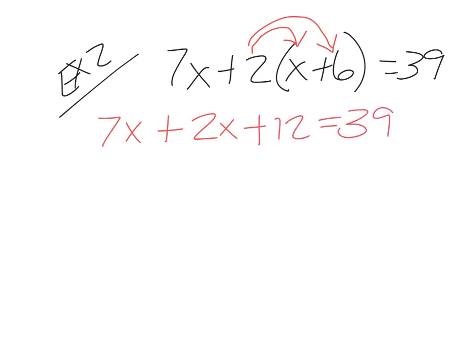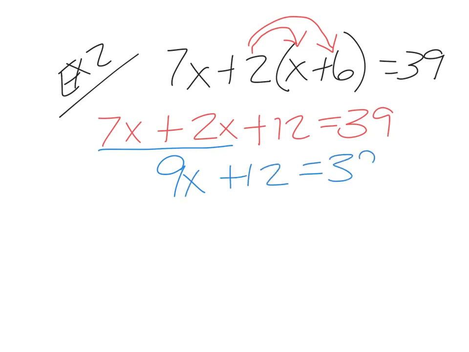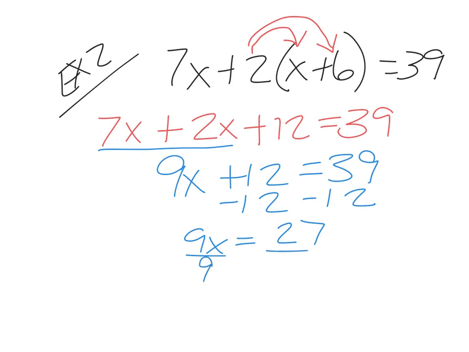Now, do I have any other terms I can combine? Yeah, 7 and 2 is 9x. So 7x plus 2x is 9x. Minus 12. So 9x equals 27. Look at that. Divide by 9. X equals what? Look at you guys. You guys got this.